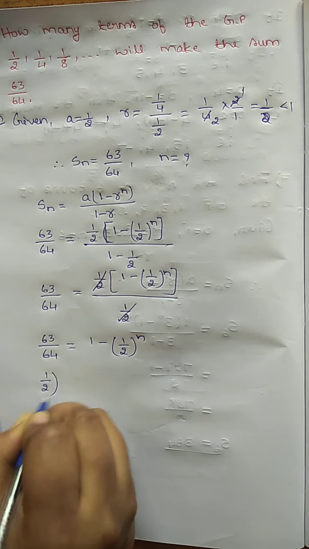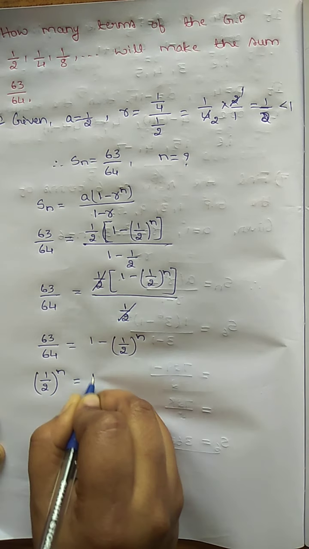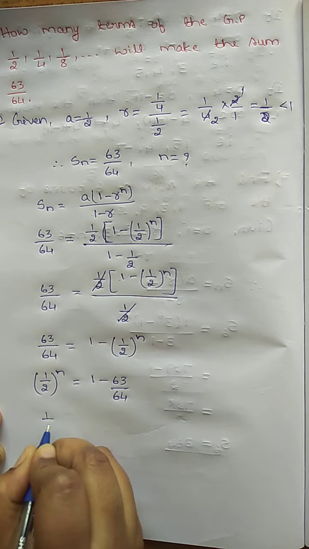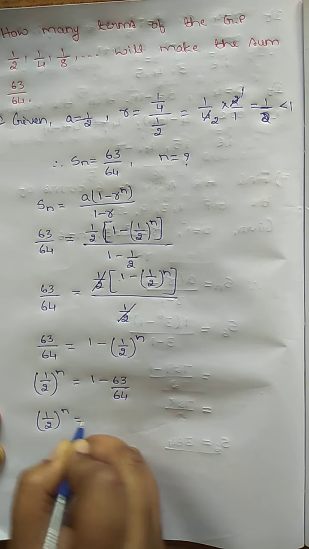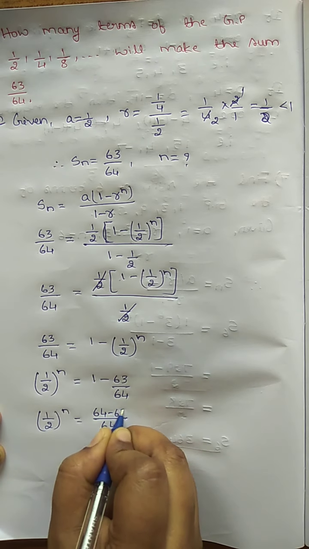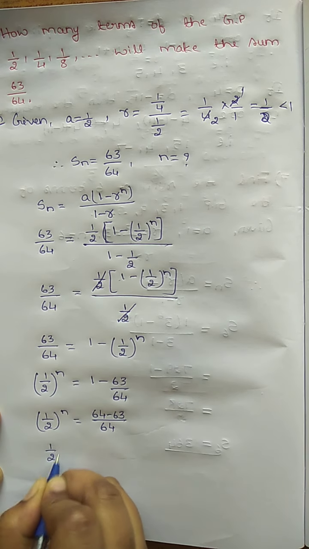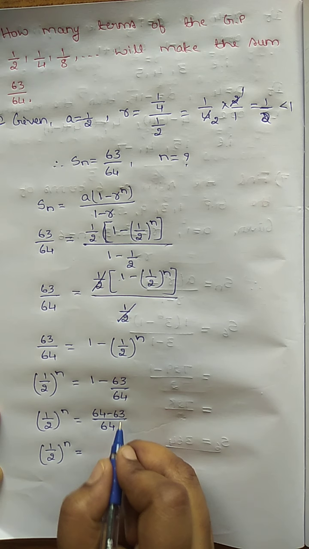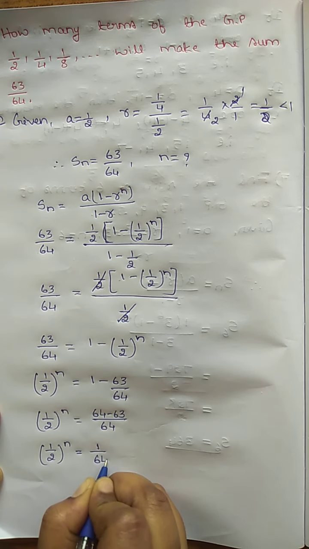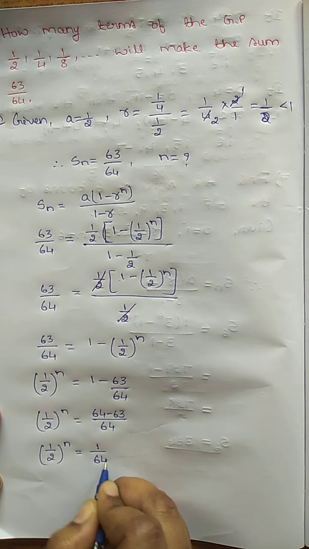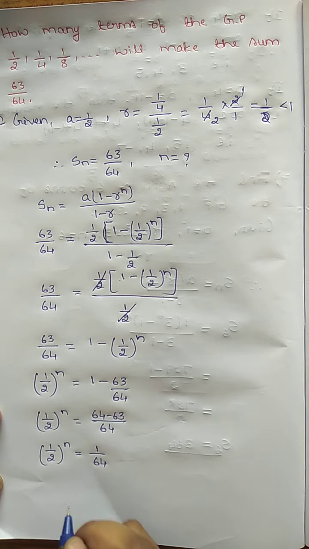1 by 2 whole power n equal to 1 minus 63 by 64. 64 is the LCM. 64 minus 63. 1 by 2 whole power n equal to 64 minus 63, that is 1 by 64. Okay, we have to express 1 by 64 as a power of 1 by 2.